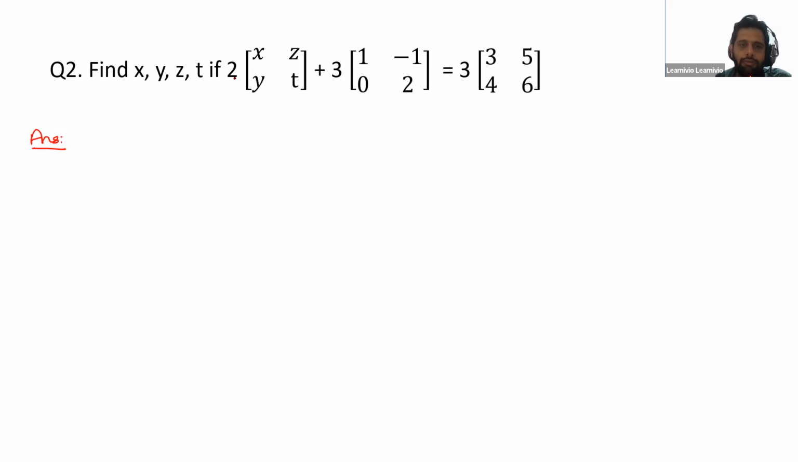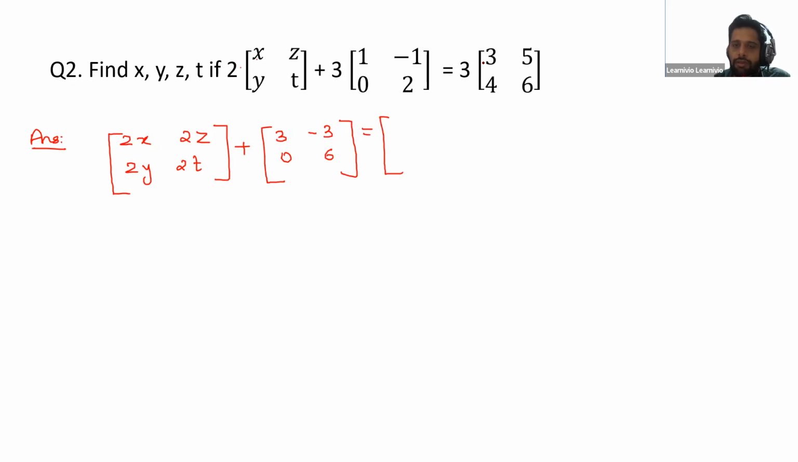Okay, so Abdul, here we have a matrix and this is getting multiplied with 2. So what will happen? All the elements of this matrix will get multiplied with 2. So this will become 2x, this becomes 2z, this becomes 2y, and this becomes 2t. Now, all the elements will get multiplied with 3. So we will get 3, minus 3, 0, and 6. And this is equal to 9, 15, 12, and 18.